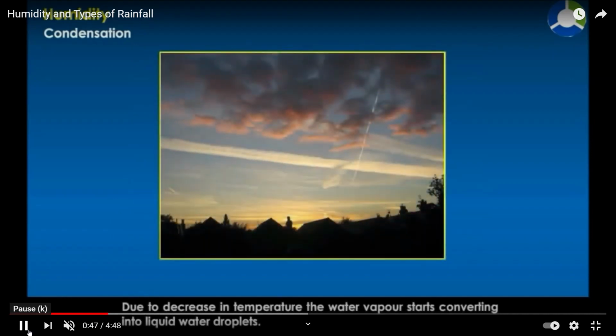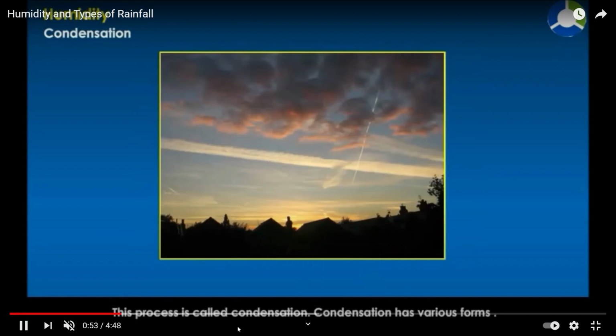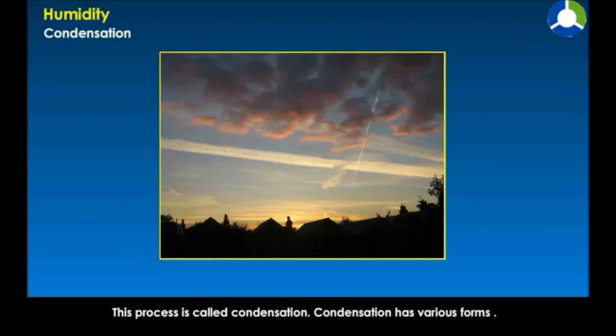Condensation is a process when water vapor changes into water, and when it falls back on the surface, it is called precipitation. So let's see what condensation is and what the different types of condensation are. Due to a decrease in temperature, the water vapor starts converting into liquid droplets. This process is called condensation, and condensation is of various forms.